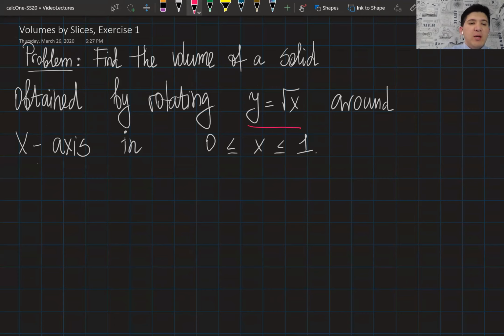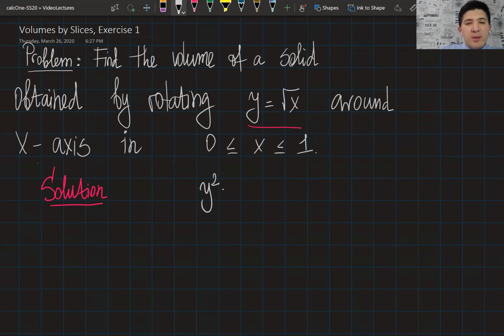If you don't have any clue about how to draw this, just square both parts of this equation. If you square both parts, it's going to be y squared is equal to x, which is very similar to y is equal to x squared, right? y is equal to x squared is a parabola. Then y squared is equal to x, or x is equal to y squared, is a parabola which is lying on the x-axis actually.